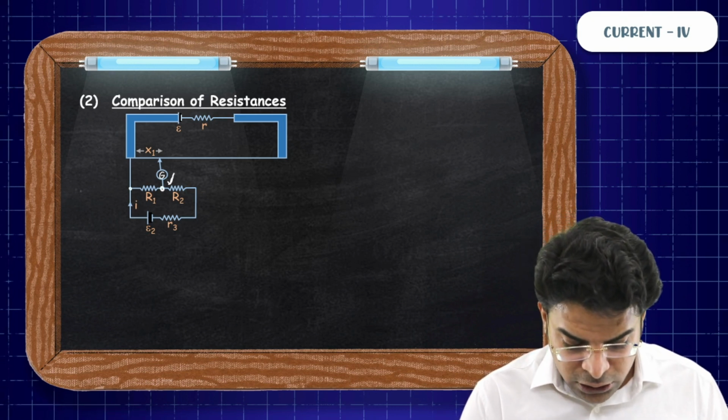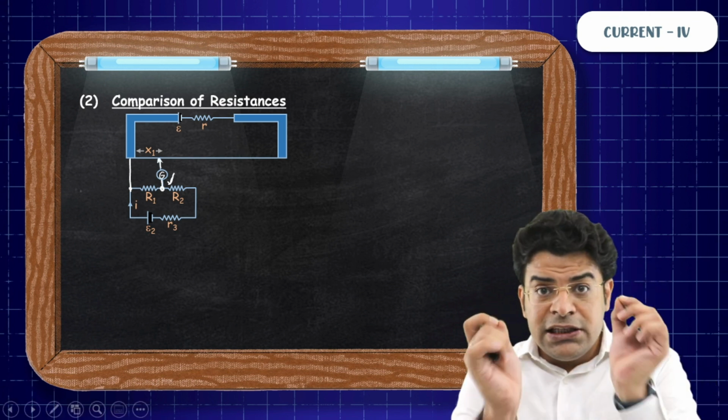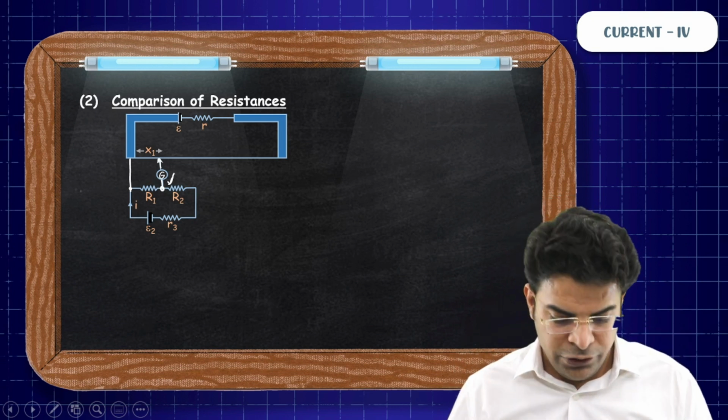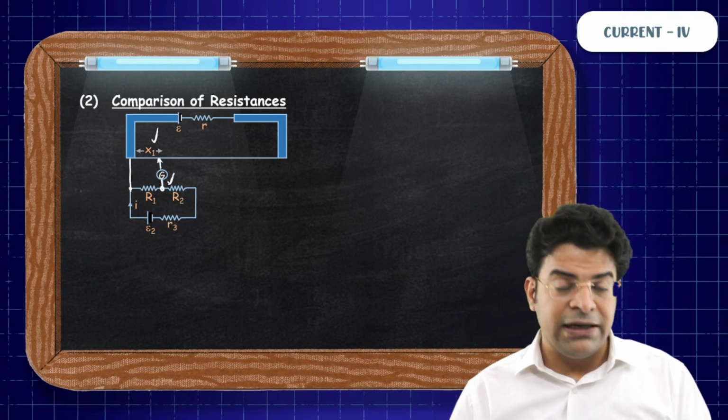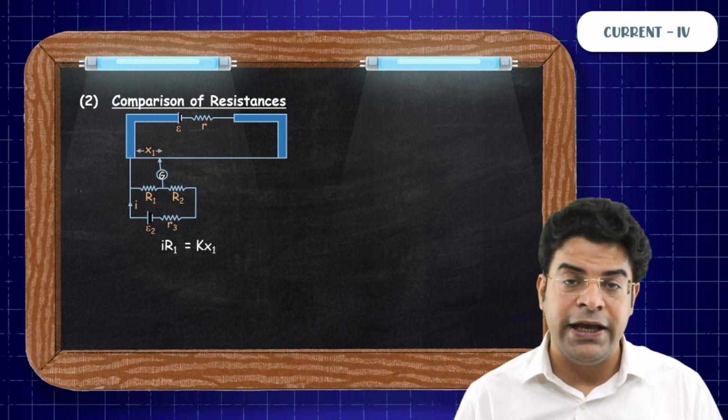So now the potentiometer is connected at 2 points and these 2 points will give you the potential drop across the resistor R1. Let's say you get the balance reading at distance x1. So you will say I into R1 has to be equal to kx1.